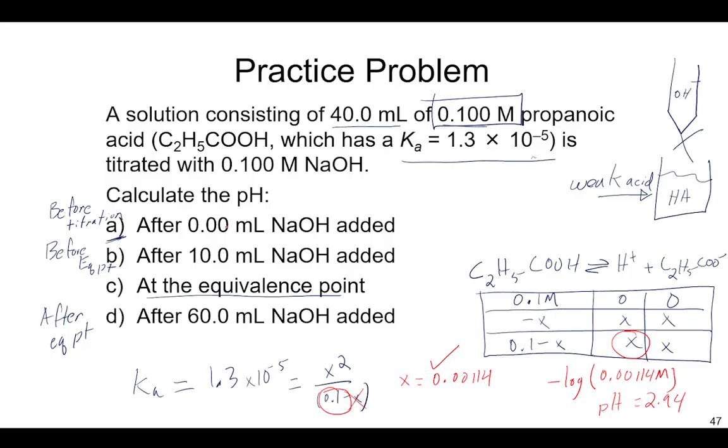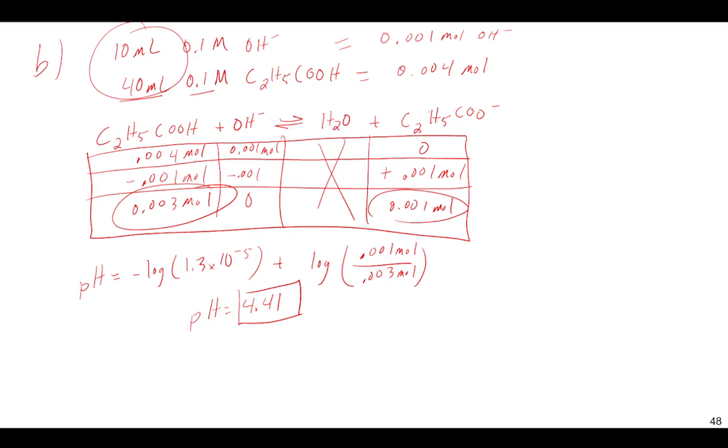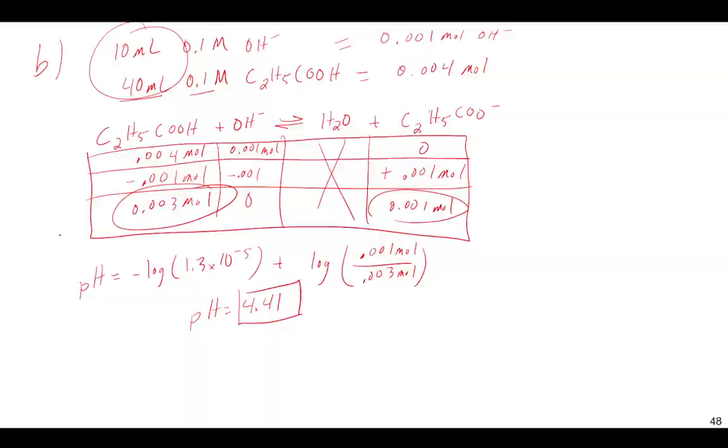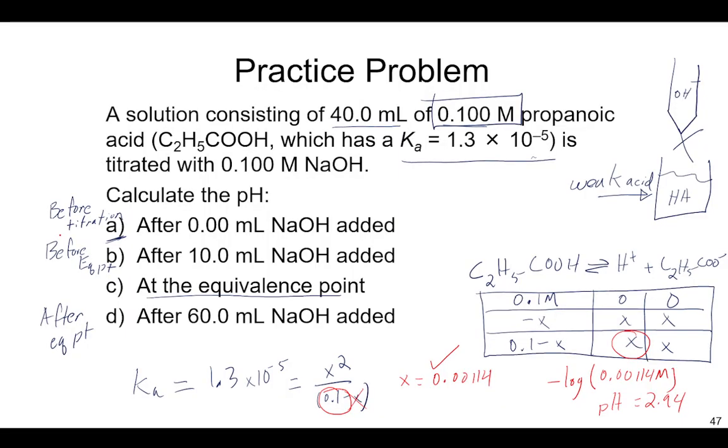And compared to part A, the pH went up from 2.94 to 4.41, which makes sense because I've added some OH minus. Now, let's look at part C. Part C, it just says I'm at the equivalence point.